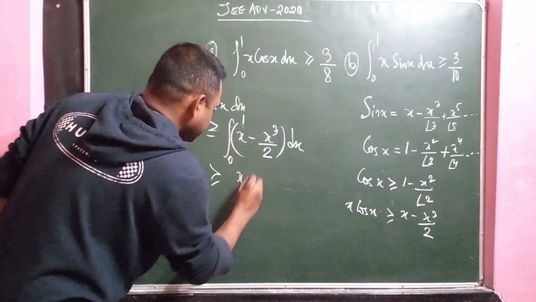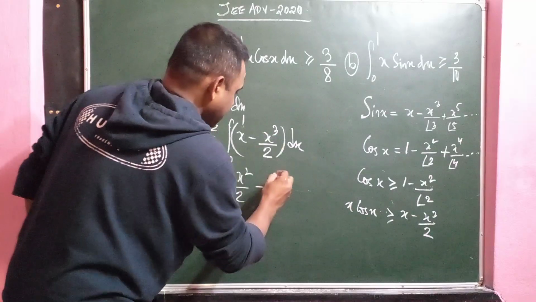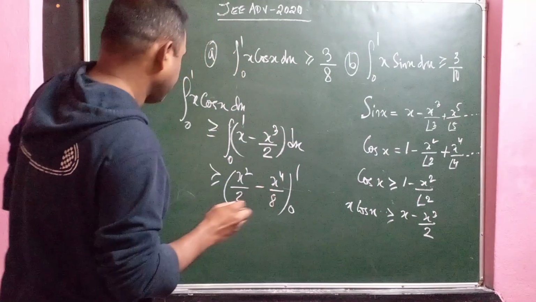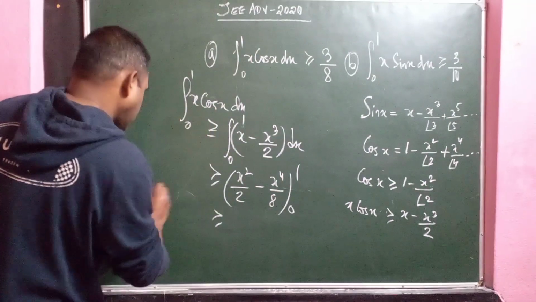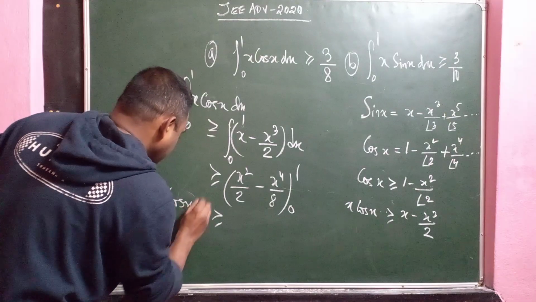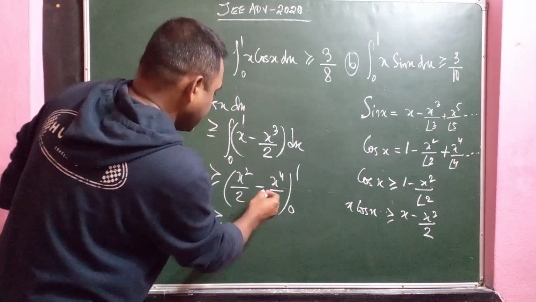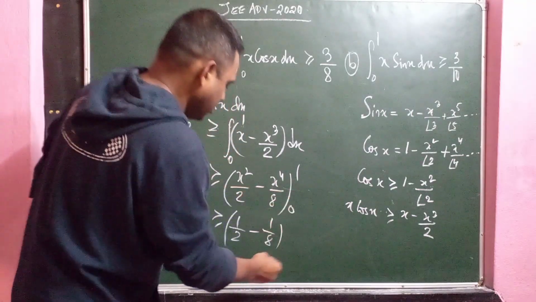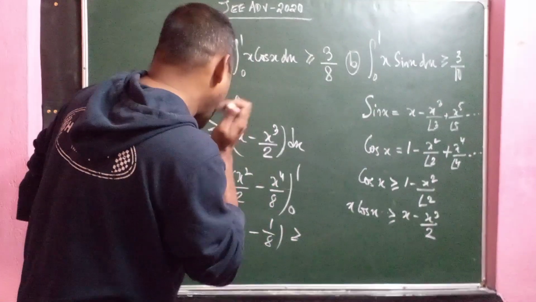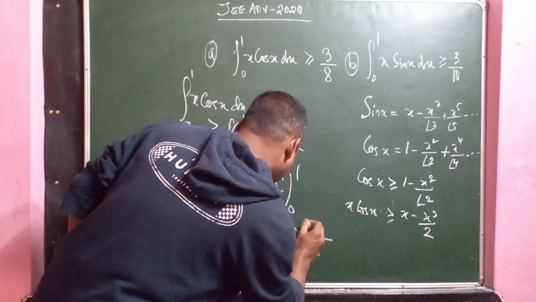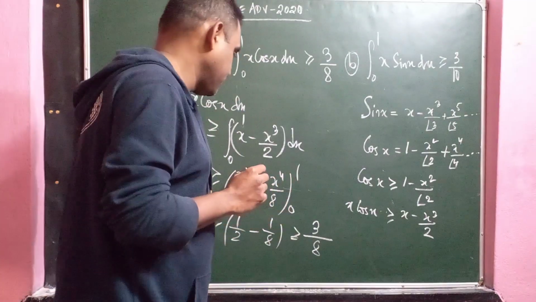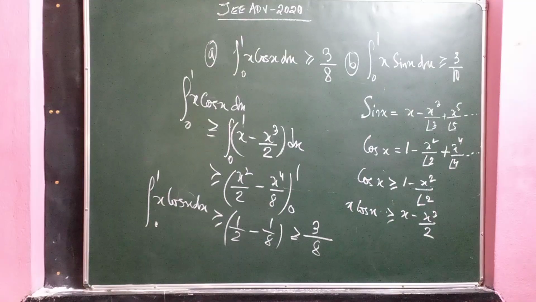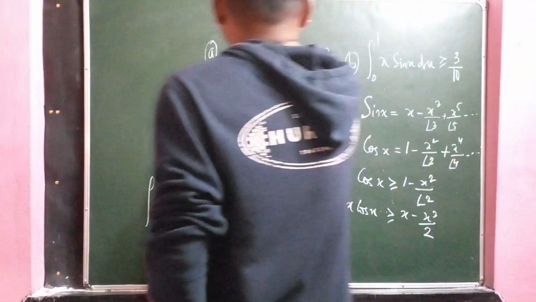So greater than equals to x square by 2 minus x to the power 4 by 8, from 0 to 1. Okay, so this integration x cos x dx from 0 to 1 will be greater than equals to 1 by 2 minus 1 by 8. No need to substitute 0 because it will be 0. So that is greater than equals to 3 by 8, right? Okay, so this is correct.